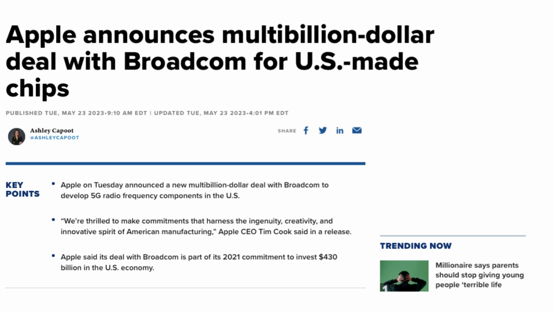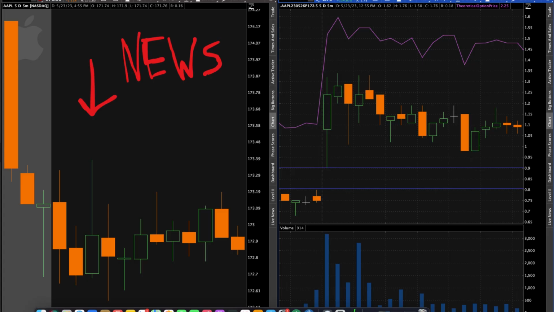Subsequently, with that news that we were waiting for, Apple came out and reported a deal that they had recently struck with Broadcom for 5G capabilities and chip manufacturing. This also caused Apple to move in a bullish direction.